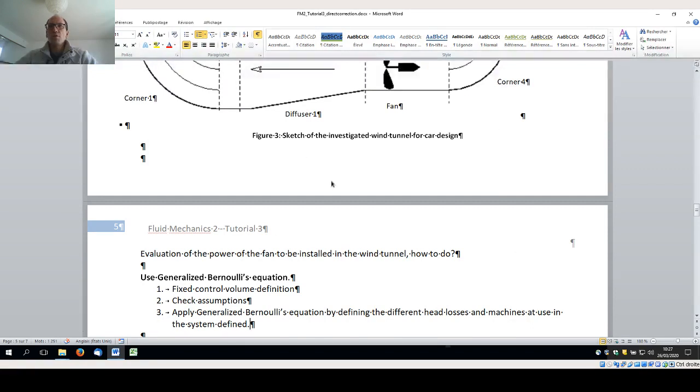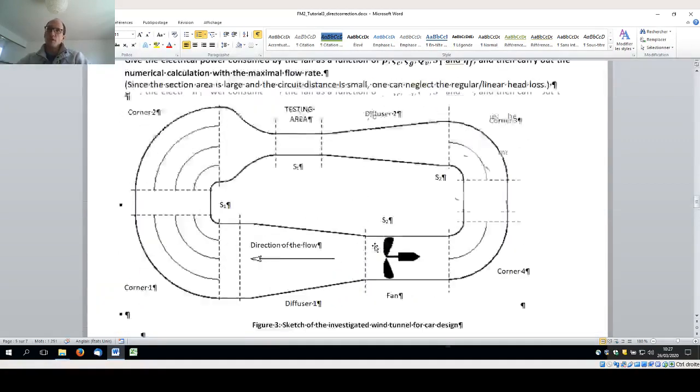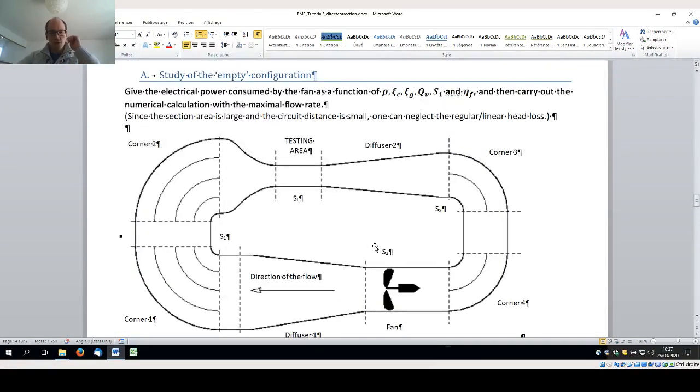So if we keep this configuration, here what may be a bit tricky is to define what is the control volume. We'll use a fixed control volume that we can choose.